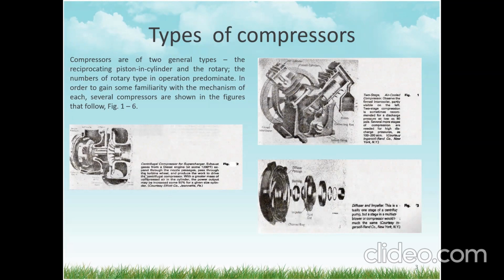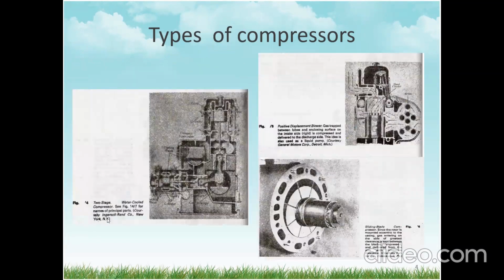Next is the centrifugal compressor for supercharging. Thermobook lang to. Then diffuser and impeller. Ito yung loob ng compressor. Okay, figure 4 is a two-stage water-cooled compressor. Andito yung compact intercooler, andyan yung heat exchanger niya, andyan yung water cooling. Ito yung cylinder, yung valve.